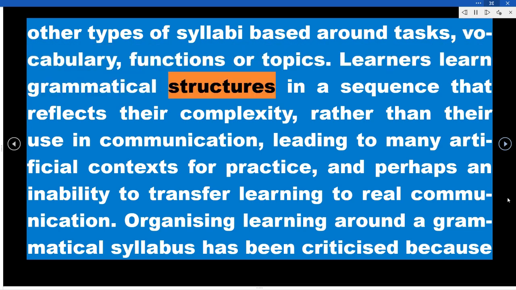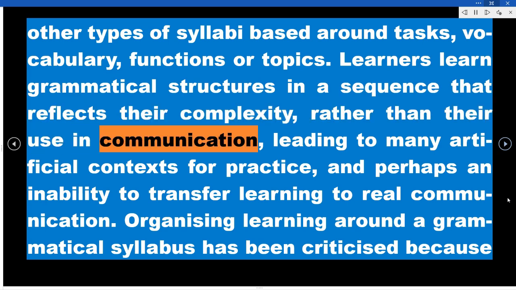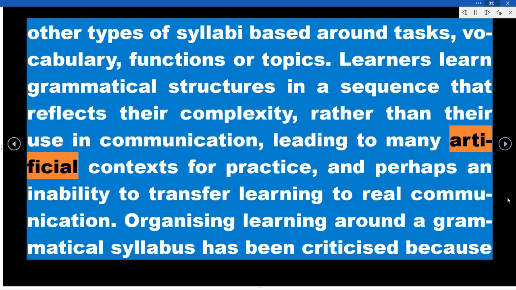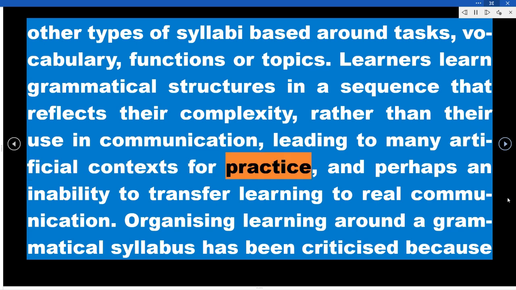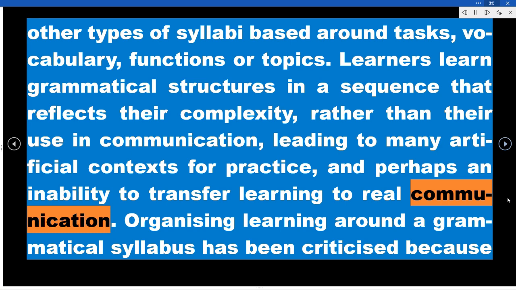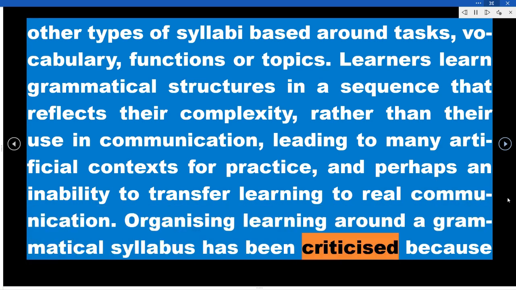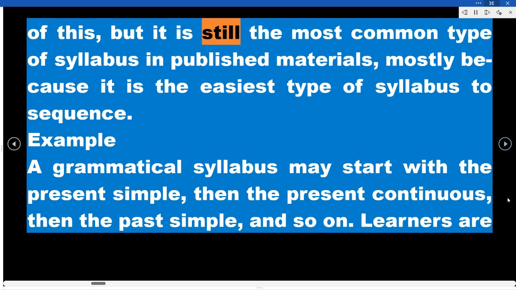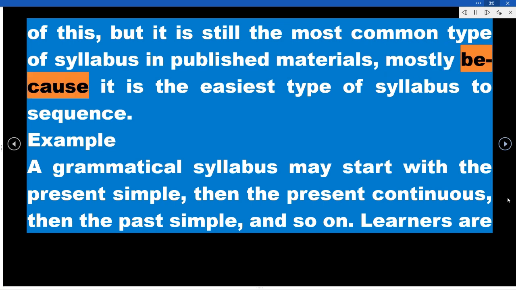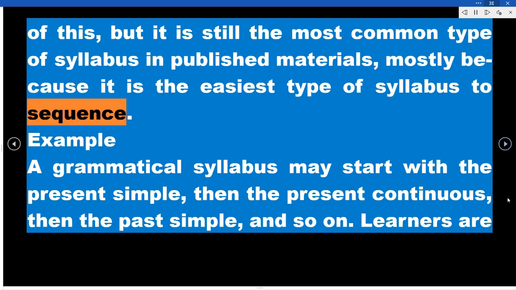Learners learn grammatical structures in a sequence that reflects their complexity, rather than their use in communication, leading to many artificial contexts for practice, and perhaps an inability to transfer learning to real communication. Organizing learning around a grammatical syllabus has been criticized because of this, but it is still the most common type of syllabus in published materials, mostly because it is the easiest type of syllabus to sequence.